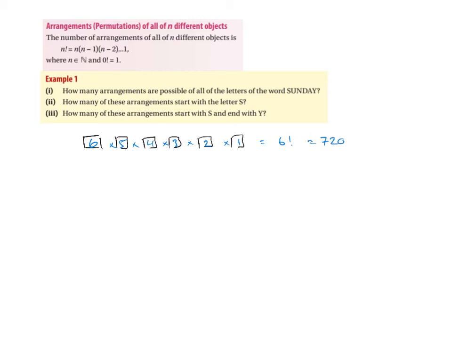That's part one done. That wasn't really that interesting. Let's see if we can get one that's a bit more interesting. Just how many of these arrangements start with the letter S? Let's keep going with the box method, guys. I really like this method.